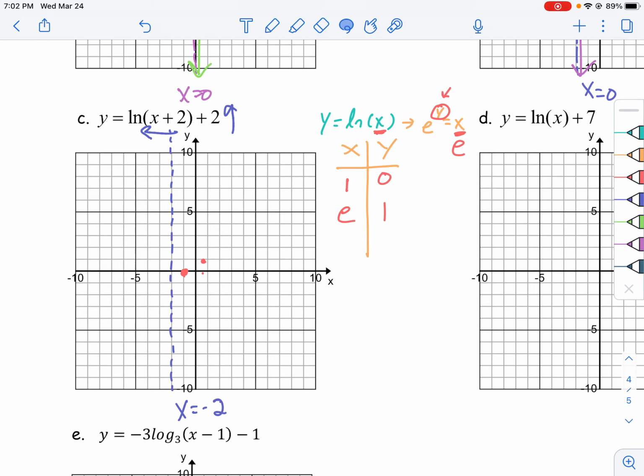So our new vertical asymptote is now x equals -2. And then it tells us to shift all of those points up 2. So we go 1, 2. So those points shifted up 2 is right there. And then we can graph through those 2 points.